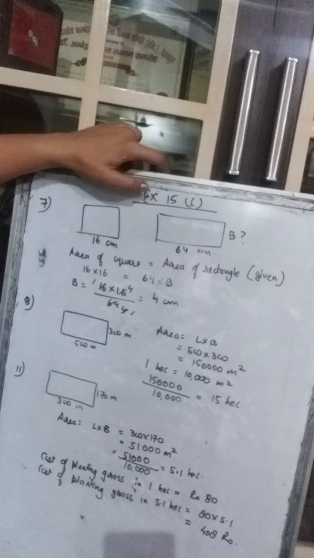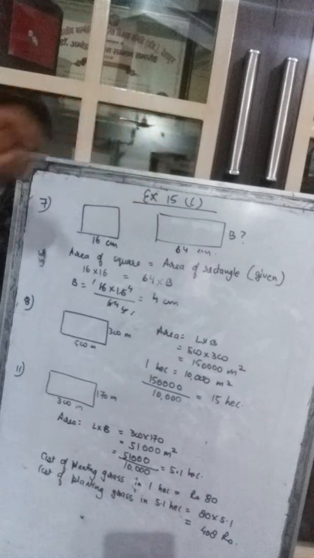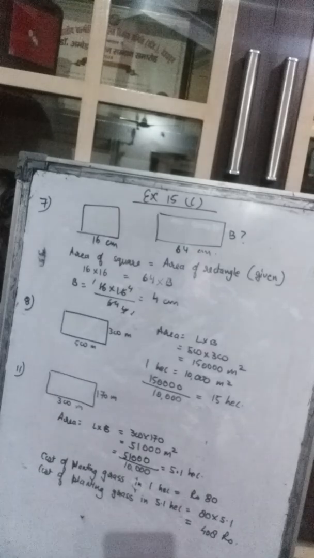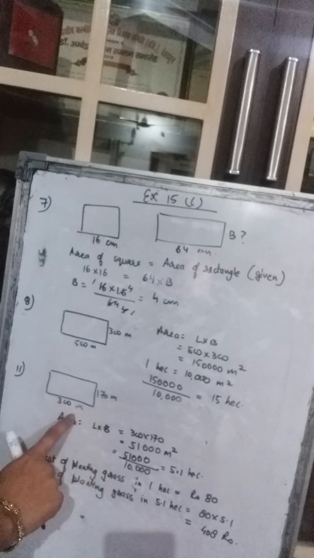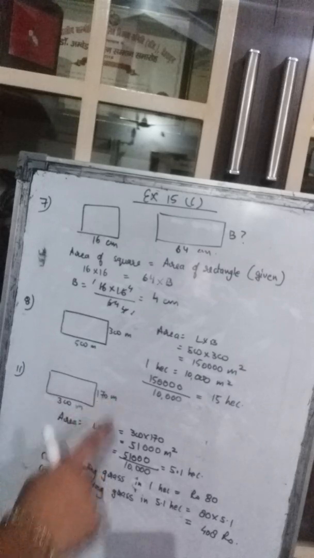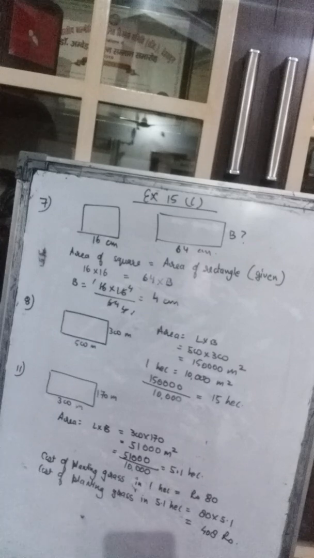Okay. Now girls, we will not do the 9th and the 10th question. These two questions are cut. We will not do these. So the 11th question now. The 11th question says a playground measures 300 meter by 170 meter. Find the cost of planting grass on this at the rate of rupees 80 per hectare.